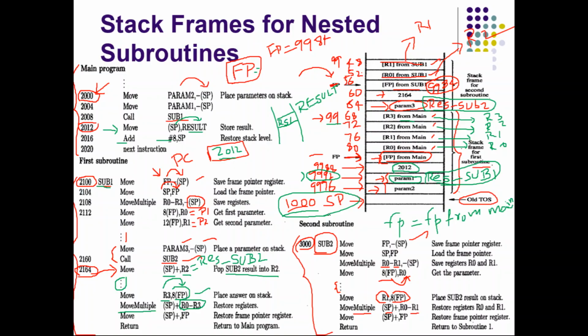So whenever a subroutine is getting called, first we push the frame pointer content into the stack, then we push the register contents into the stack, and then get the parameters, perform the operation, okay. So like that the flow is going on, right, okay.